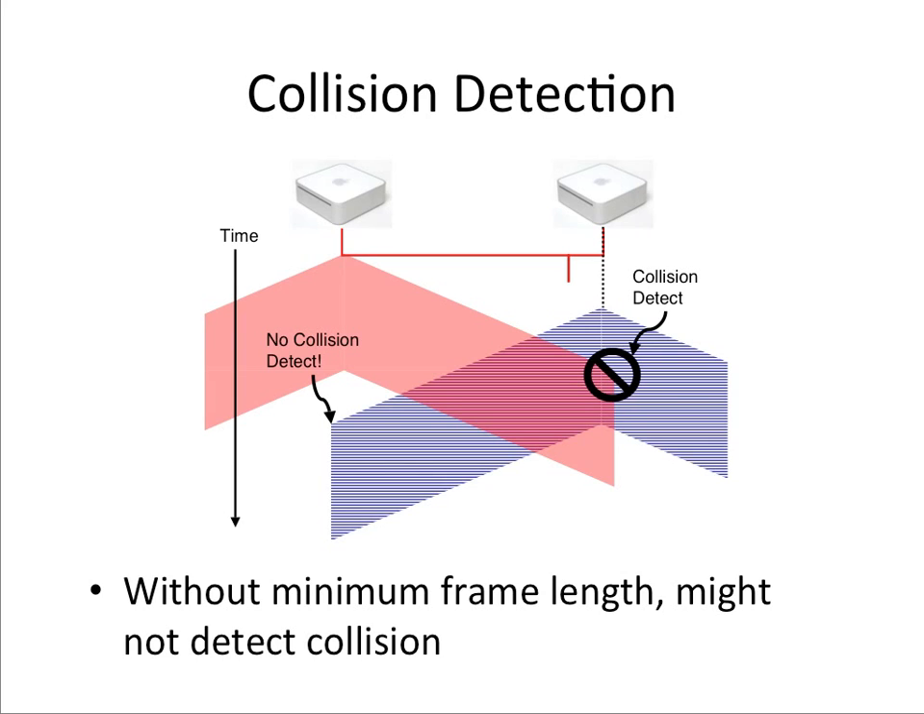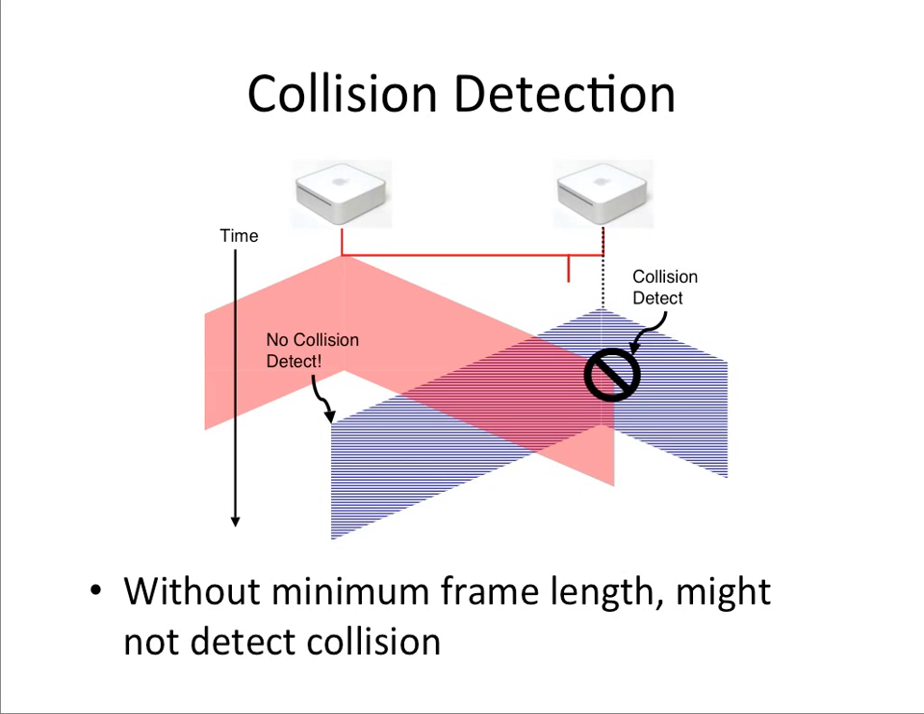I want everyone to understand this, because this is the key concept. Minimum length, okay. So before we get there, let's make sure everyone is on the same page here. If you don't understand this, I'm happy to explain it again, but this is a key concept. So what we're saying is that the only time we can detect a collision is if we're transmitting at the same time that we're receiving something from somebody else. Yes, because that's the collision at the transmitter.